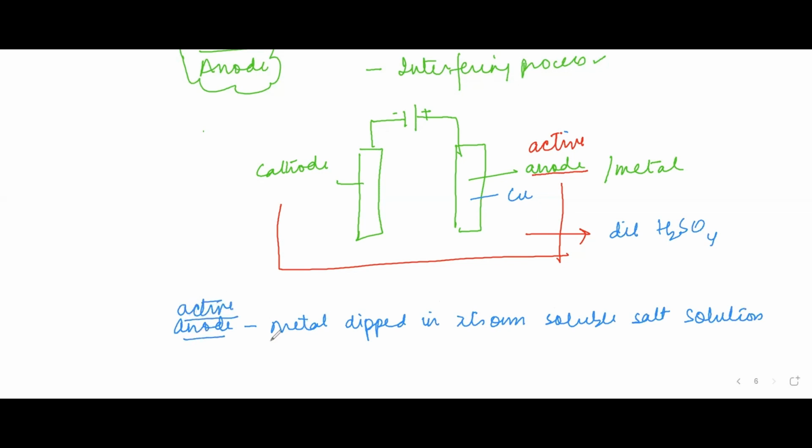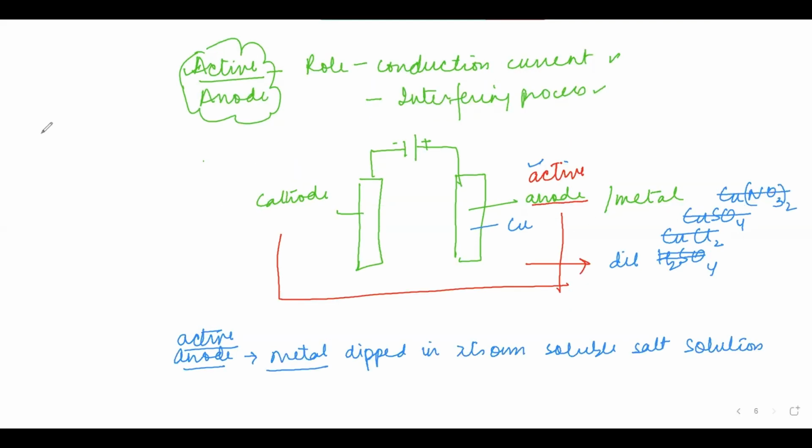Okay? Whatever the metal the anode is made up of, it is dipped in its own salt solution. So if I want to make this an active copper anode, then I have to dip it in its own salt solution. I can have soluble copper chloride, or copper sulfate aqueous solution, or copper nitrate solution. Any soluble salt of copper should be there. Is it clear? I'm taking copper sulfate over here.